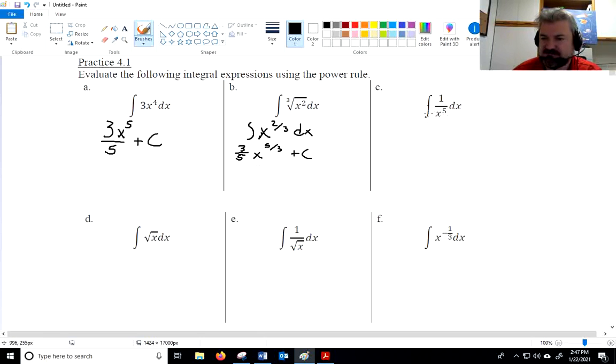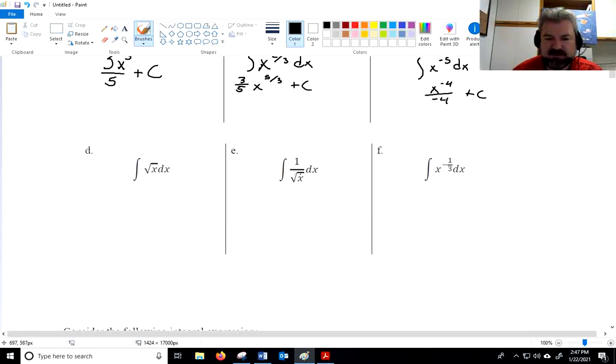Same thing. All right, let's rewrite this as x to the negative 5th dx. Okay, up the exponent by 1 and divide by the new exponent. And then don't forget plus c. All right, this one here, again, I recommend rewriting as x to the 1/2 dx. Now up the exponent by 1. And multiply by the new exponent's reciprocal, plus c.